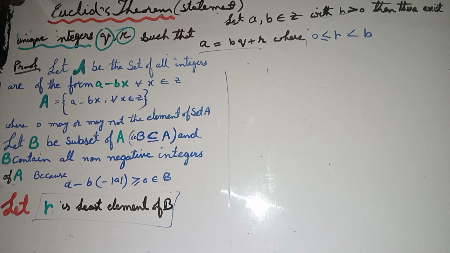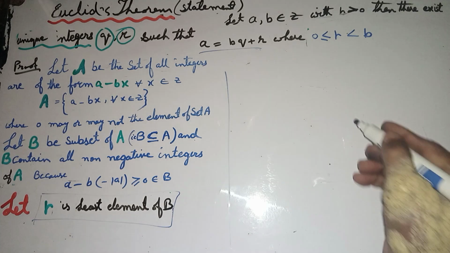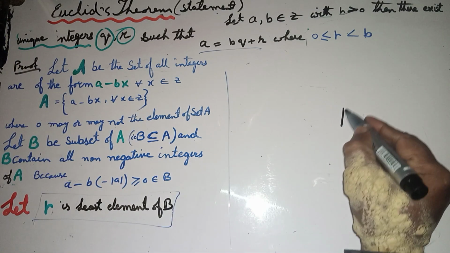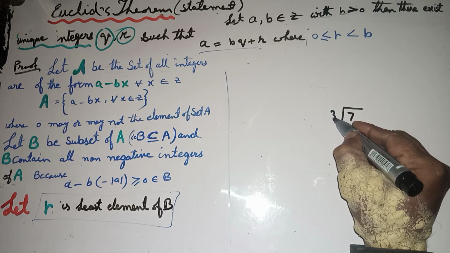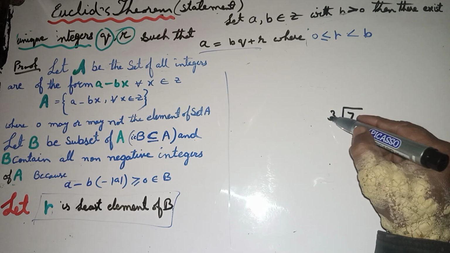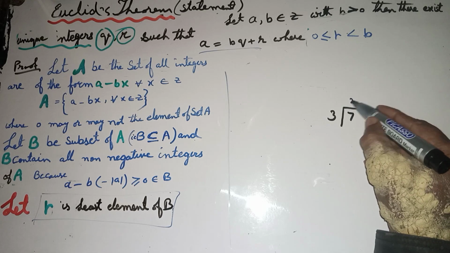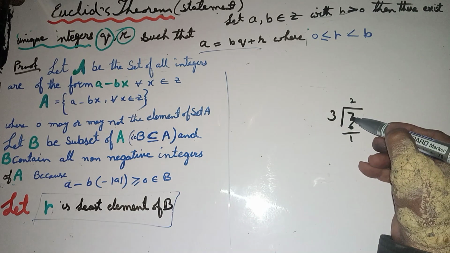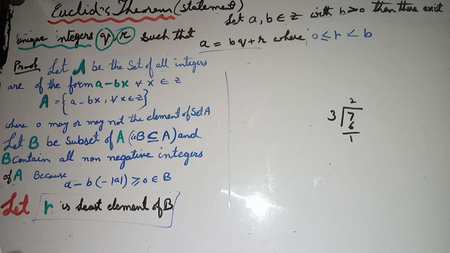Yes, today we are going to study Euclid's theorem, a very important theorem of the theory of numbers. It is about the basic concept of division. If I divide 7 by 3, I count the table: 3 twos are 6, remainder 1. As you know, this is the dividend, this is the divisor, this is the quotient, and this is the remainder.